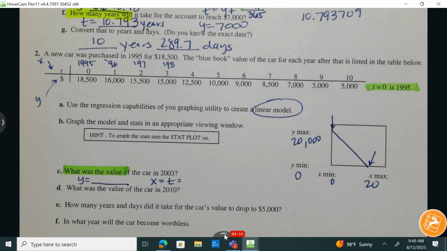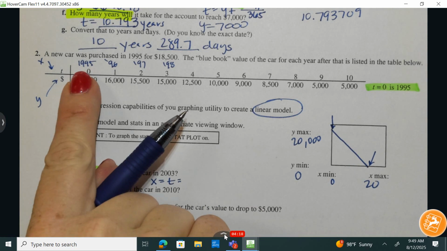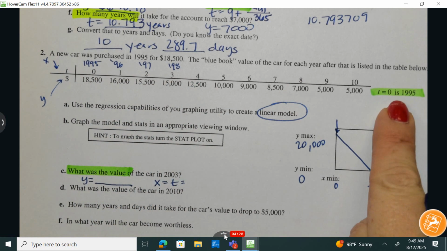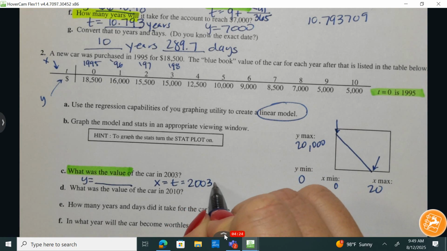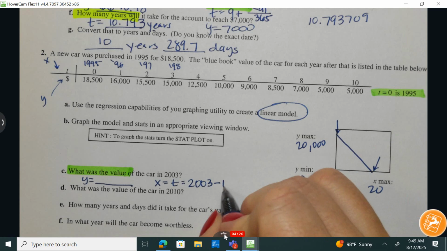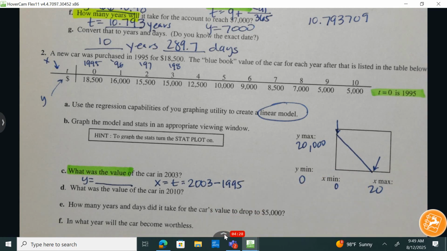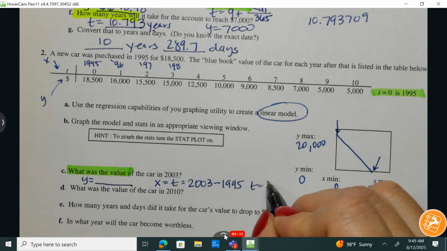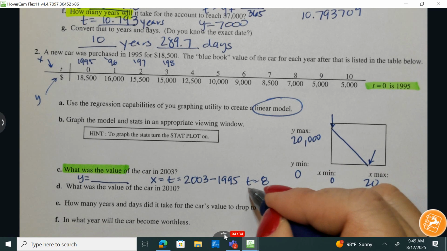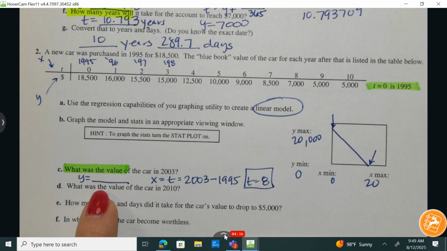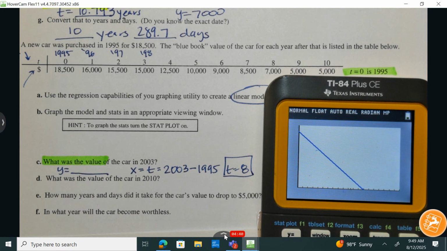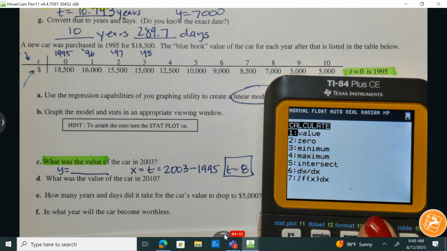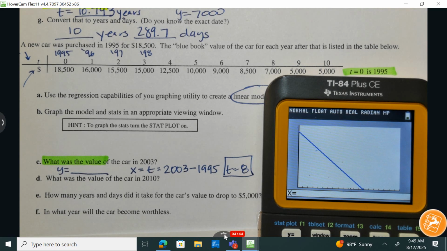Now we can't plug in 2003 because notice that 2003, it needs to be in terms of year. So we're going to take 2003, you're writing this down, and we're going to subtract that initial year. You're always subtracting the initial year. So here, t is 2003, subtract 1995 is a difference of 8. This is what I'm plugging into my calculator to get a y value. How do we do it on the calculator? Second, calculate, value, 8.